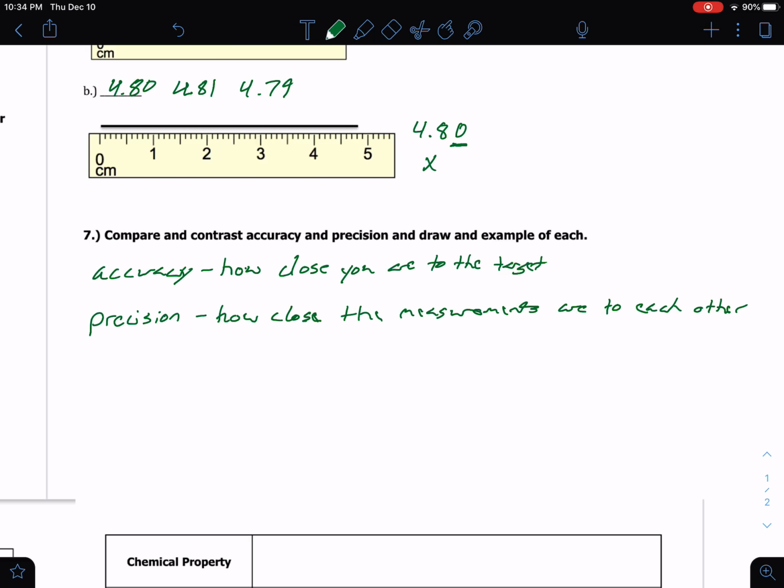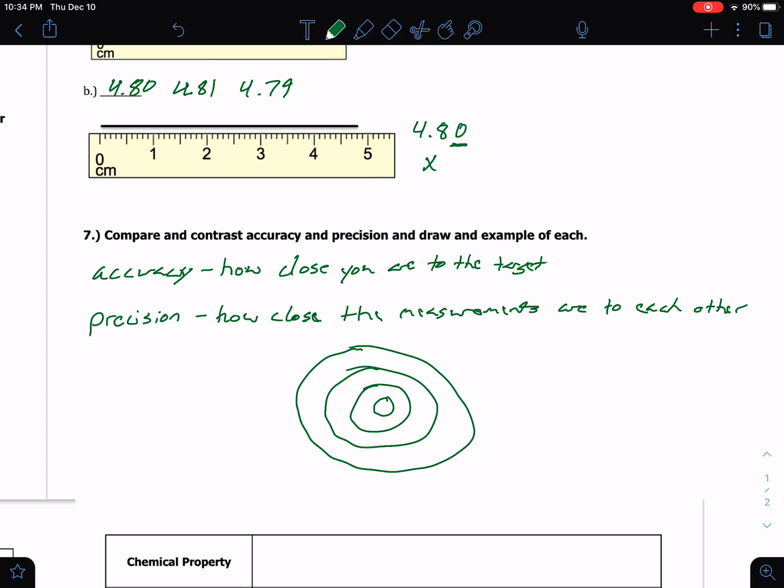If I had a bullseye, I'm going to draw, this is probably going to be a bad one, because I'm in my truck right now doing this late at night, so I don't wake up my son. Here's my target.